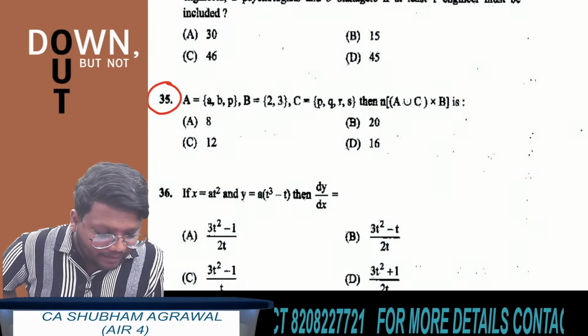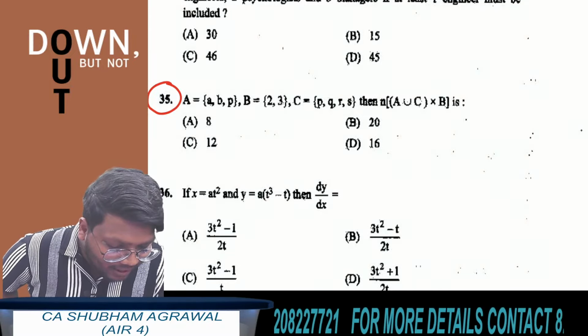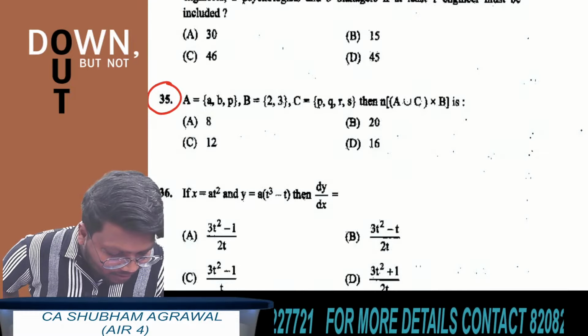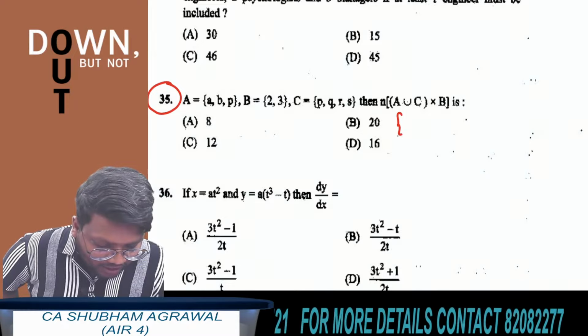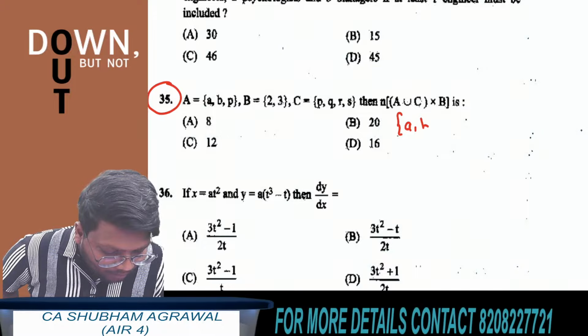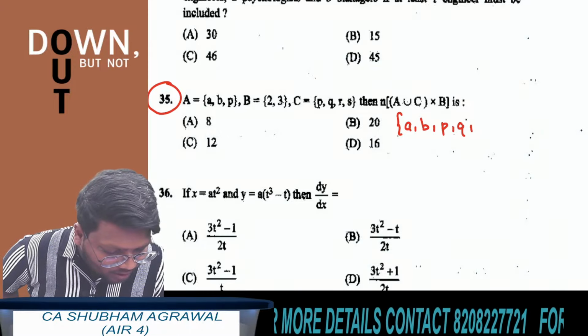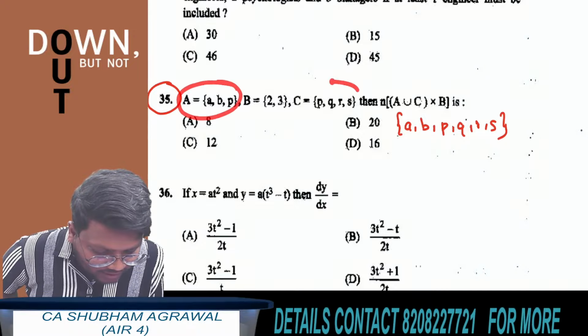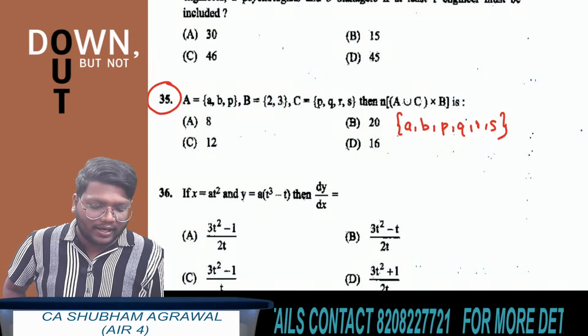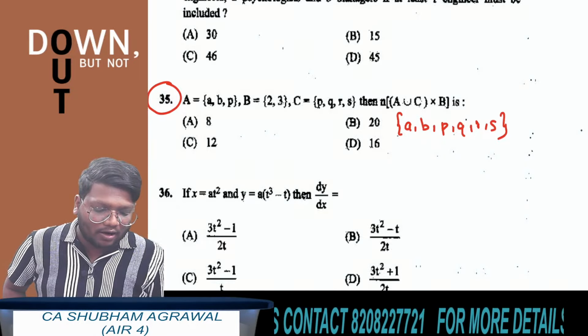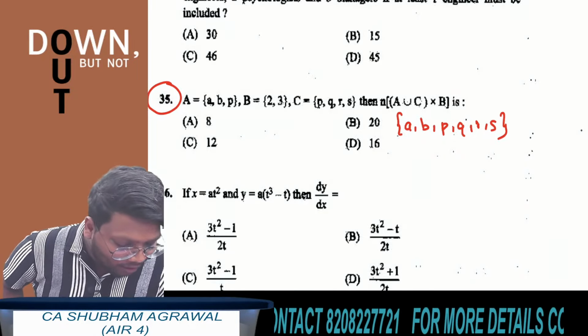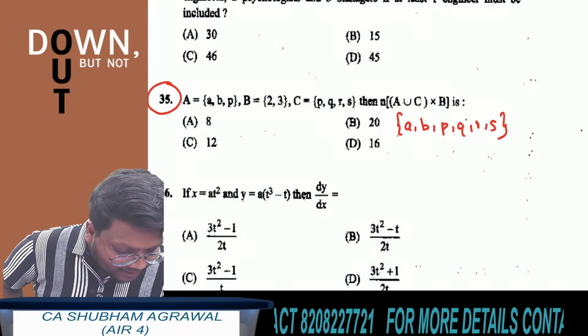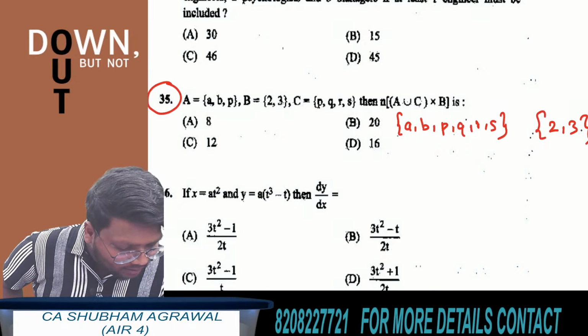So first find which elements will come in A union C. A union C is what? a, b, p, q, r, s. If you are finding the union of these two sets, A union C is a, b, p, q, r, s. And now, how many elements are there in set B? There are 2 elements, 2 comma 3.